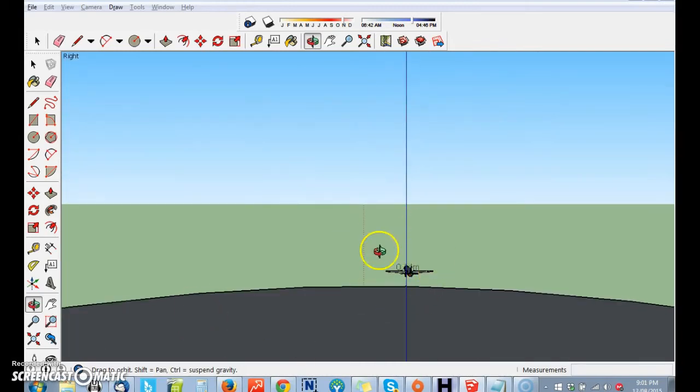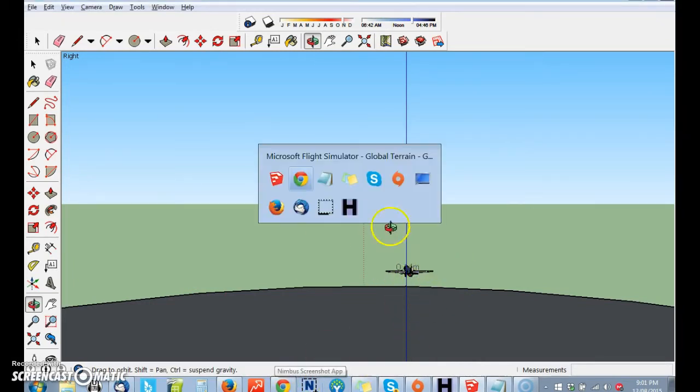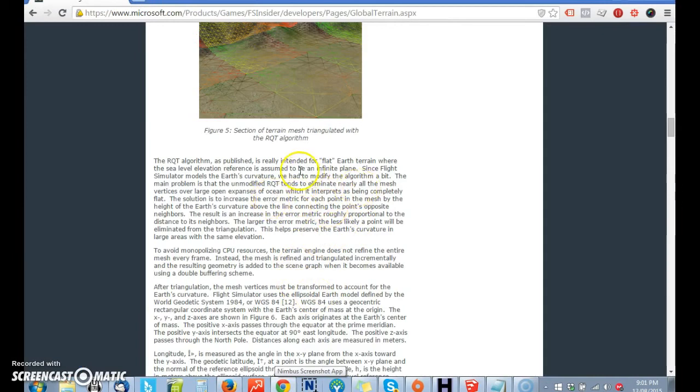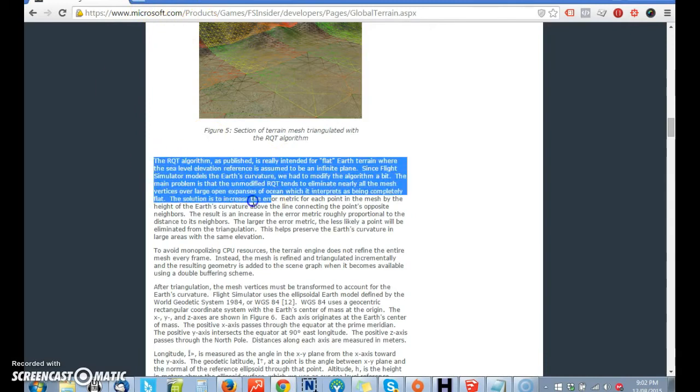Now, as I was putting this little airplane here, guess what I did? I went on to Flight Simulator, and I was curious, how did they do it? If you have to do Flight Simulator, how did they do it over the ocean? Well, check this out. We're on Microsoft.com, and let me read this here. The RQD algorithm, as published, is really intended for flat Earth terrain, where the sea level elevation reference is assumed to be an infinite plane. Since Flight Simulator models the Earth's curvature, we had to modify the algorithm a bit.